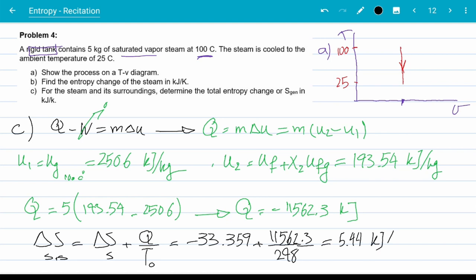You get 5.44 kilojoules per Kelvin. So this means that although our system, the steam, is losing heat and the entropy is decreasing, when you look at the bigger picture, when you look at the system plus its surroundings, the entropy through this process has been increasing.